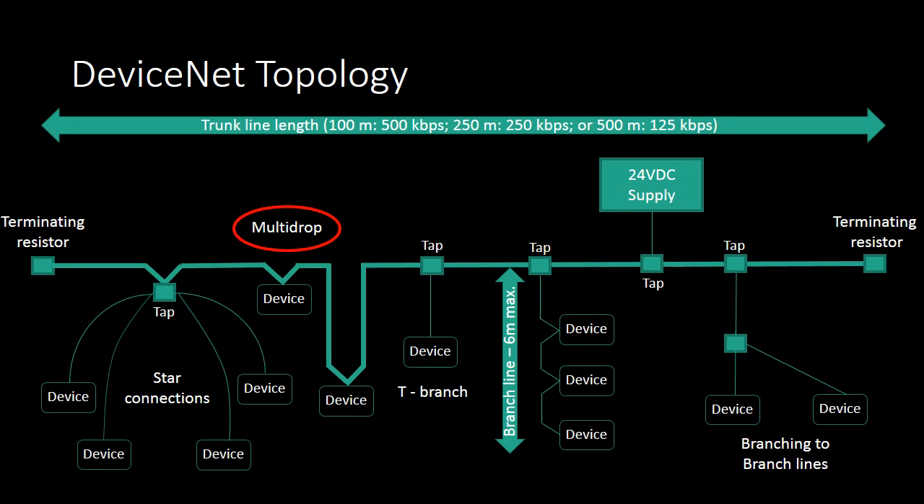A tap is a junction on the trunk line that allows drop lines to be taken from it for a cluster of devices. This can be as a star, a branch, or a tree. A branch line can be no more than 6 meters long. Terminating resistors of at least 120 ohms need to be placed on each end of the trunk line to minimize reflections and noise on the line.